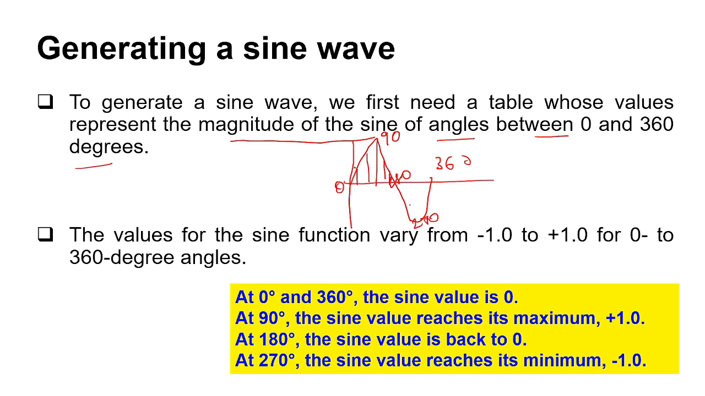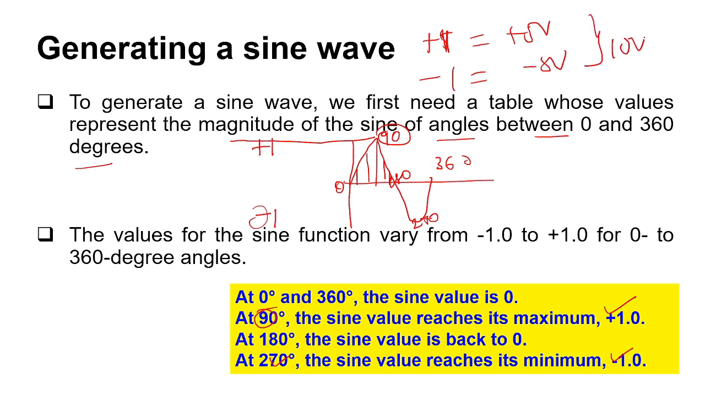Another thing, you can see here the maximum is +1 and the minimum is -1. That means +1 at 90 degrees and -1 at 270 degrees. Maximum of 1 at 90 degrees and minimum of -1 at 270 degrees. So I can take +1 as +5 volts and -1 as -5 volts. That means an overall swing of 10 volts, with a variation of +5 and -5. Similarly, the sine value is 0 at 0, 180 and 360.